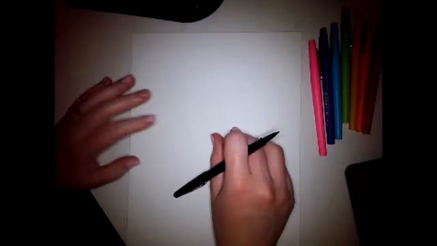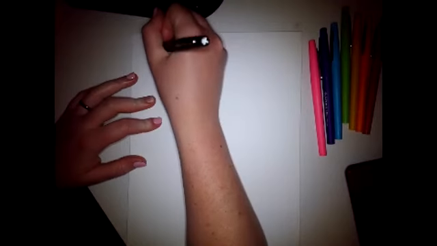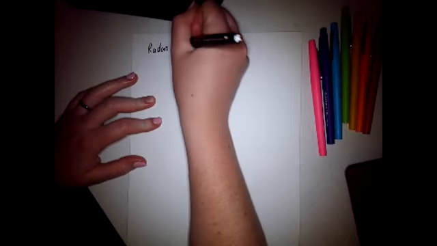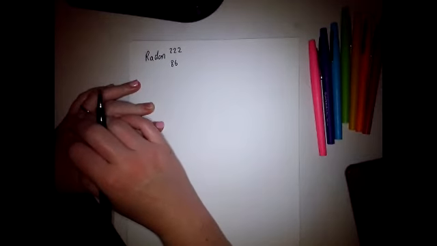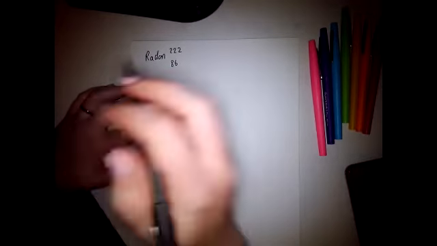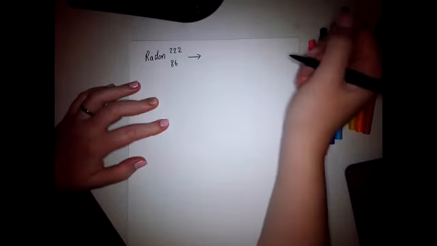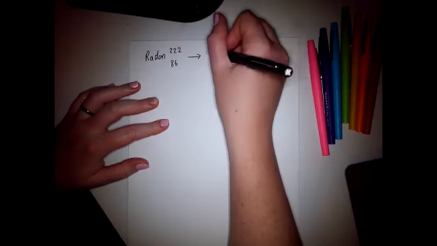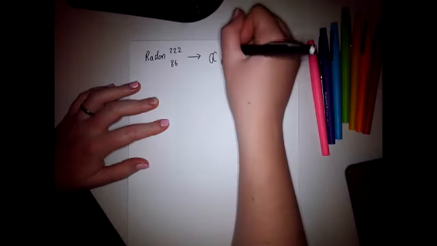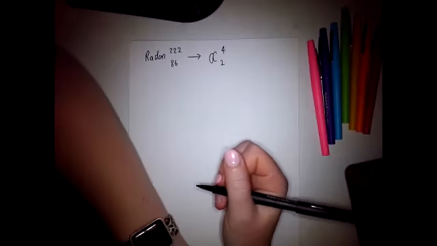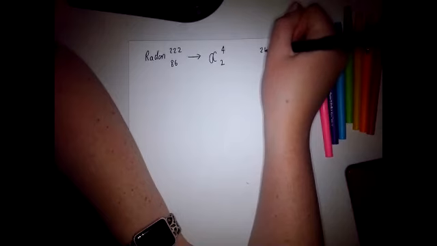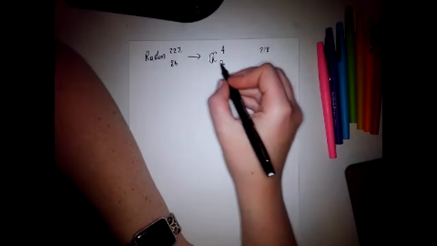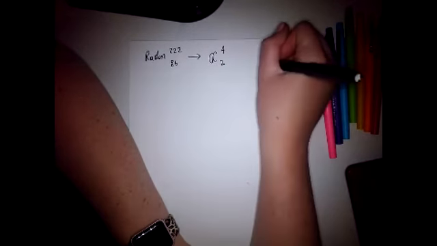So let's start with radon. So radon 222, and it's got our 86 protons. Okay, so that is going to lose an alpha particle. So let's draw in our alpha particle, 4 and 2. So we take the 4 off the 222 and we get 218. We take the 2 off the 86 and we get left with 84.